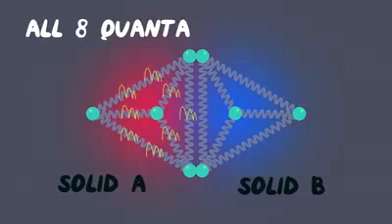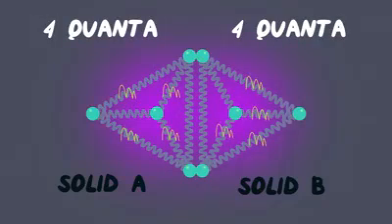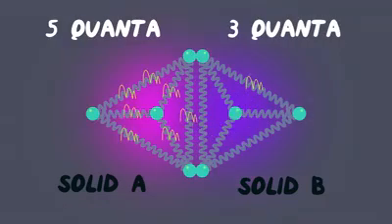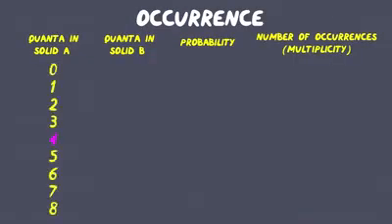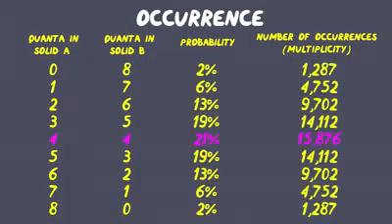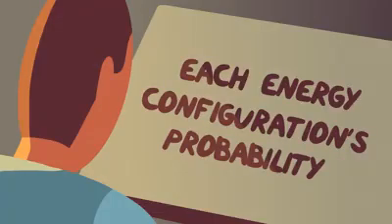For example, all of the energy could be in solid A and none in B, or half in A and half in B. If we assume that each microstate is equally likely, we can see that some of the energy configurations have a higher probability of occurring than others. That's due to their greater number of microstates. Entropy is a direct measure of each energy configuration's probability.